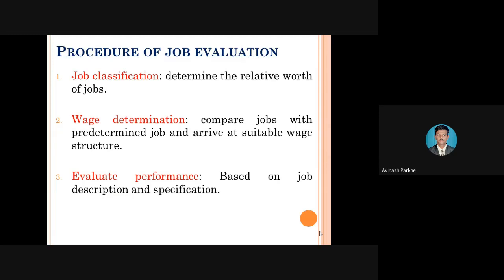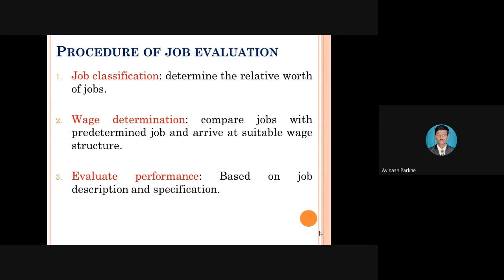Then job classification: determine the relative worth of the job. So once these three steps are implemented, which are job analysis, job description, and job specification, then we have to go for job classification. That means we divide the different types of jobs under different conditions: quality 1, quality 2, quality 3, quality 4, like that. So the fourth step is called job classification, that is, determining the relative worth of the job. Worth is related to the value of the job.